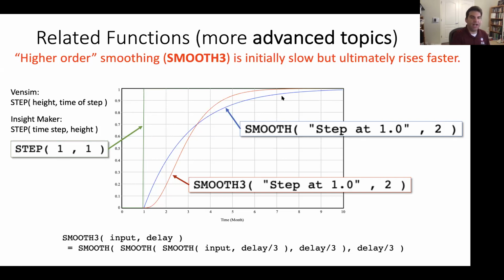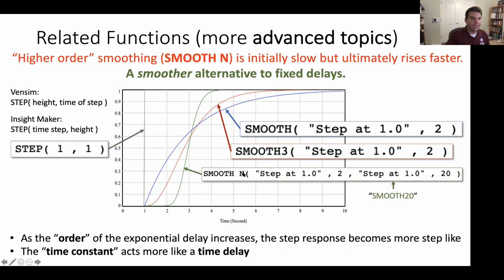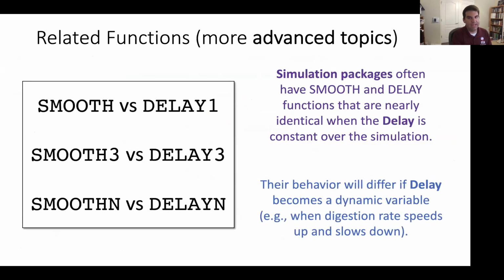And if we go to even higher order delays, there's this smooth n inside Vensim, you can get something that is really, really sluggish initially, and then a rapid rise, and then it rounds off. And so you can see that as the degree of smoothness gets higher and higher, this 20 is my 20th order delay, these smoothing delays start looking like fixed delays. So as you see those functions in there, if you decide that you want something in your model that's a little less sluggish, or sluggish in a different way, then you might want to look into these functions. And these functions exist in both Vensim and Insight Maker.